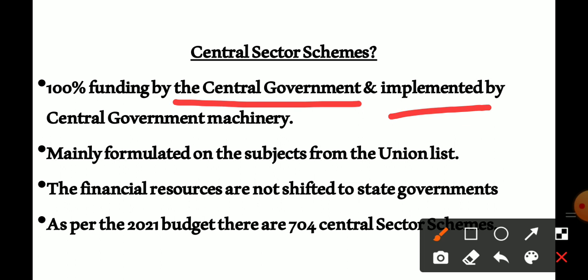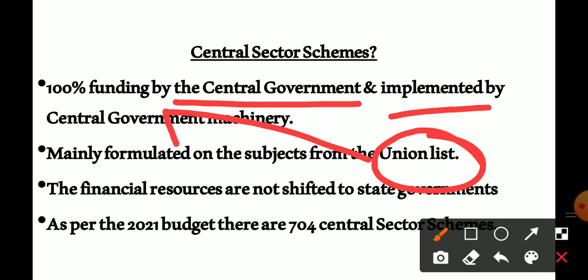Central sector schemes are mainly formulated on the subjects from the union list. As I have told you earlier, for the subjects enumerated in the union list, the central government has the power to make laws on these subjects and to implement those laws. That's why 100% funding is provided by the central government.